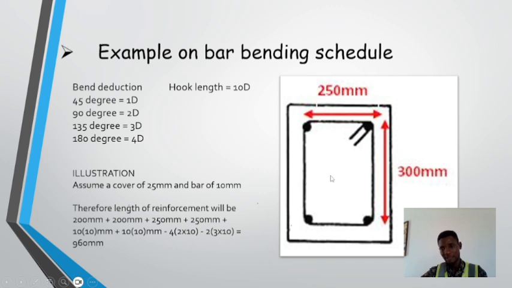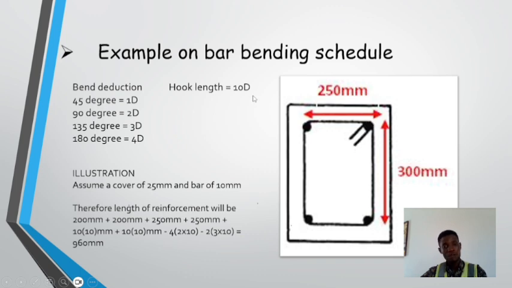Then at the side, the concrete section is 300, from this part to this part is 300, and you have a cover of 25 mm also. So that is 50. 300 minus 50, you have what? 250. So it will appear here and here. So that is why you have 250 here, and 250 plus this value plus the hook length. These are the hook length. From the reinforcement, you need to have a hook length here.